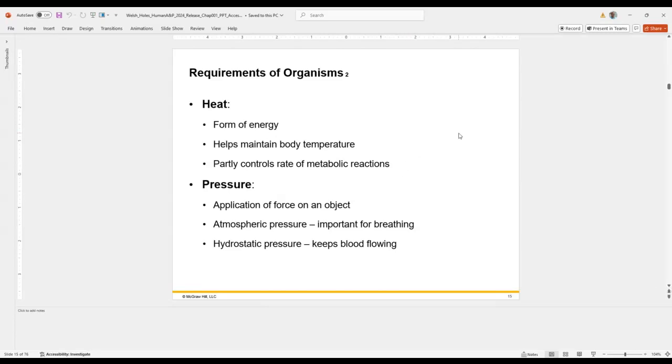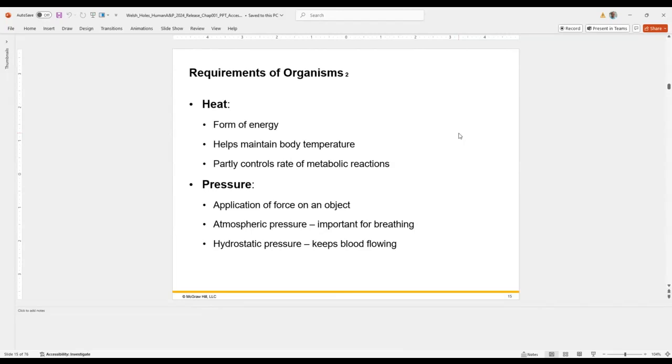Okay, other requirements of organisms. Heat, that is a form of energy, and it helps maintain body temperature. It partly controls the rate of metabolic reactions. If the temperature is too cold, enzymes don't work, and so reactions can't occur. And also if it gets too hot.